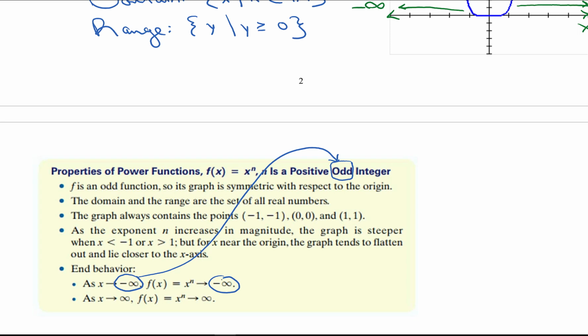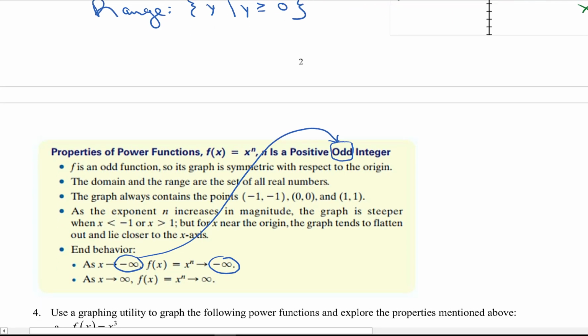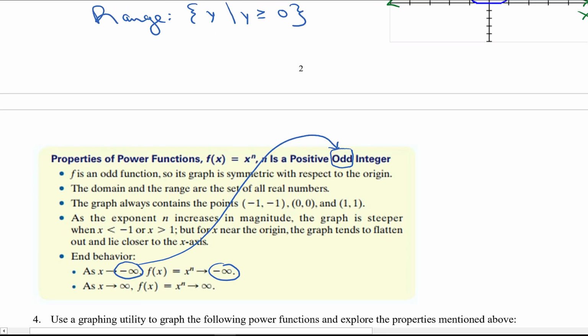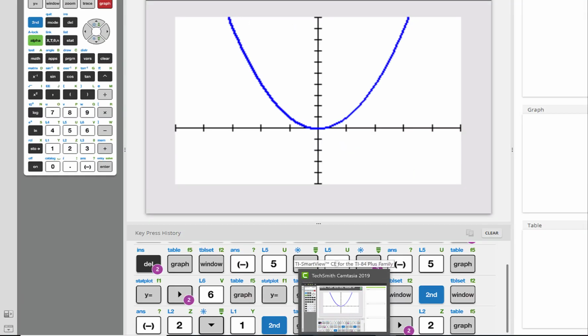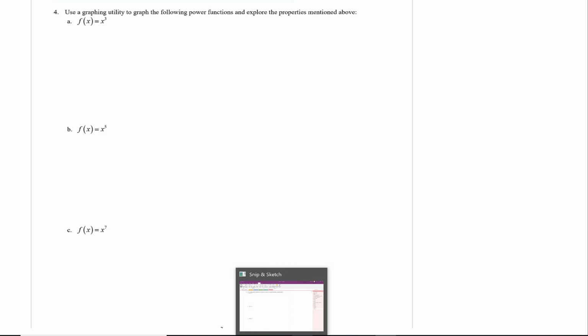So let's go ahead and look at some of these here. We're going to do number 4. It says use a graphing utility to graph the following power functions, and we're going to explore the properties mentioned above.